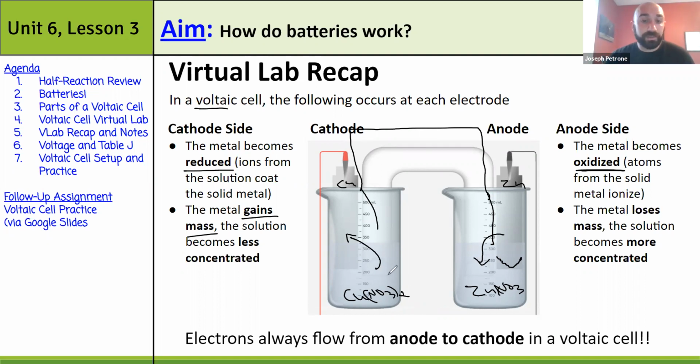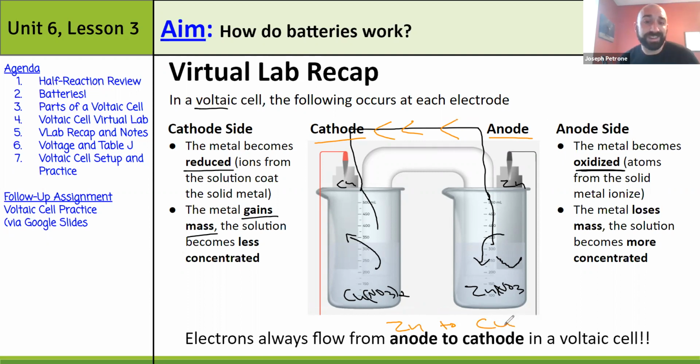Electrons in this type of system always flow from anode to cathode. So I can draw an arrow that indicates the direction of the electron flow. Once again, it's from anode to cathode. So the electrons are flowing this way. They're going from zinc to copper. So in this case, the electrons flow from zinc to copper.